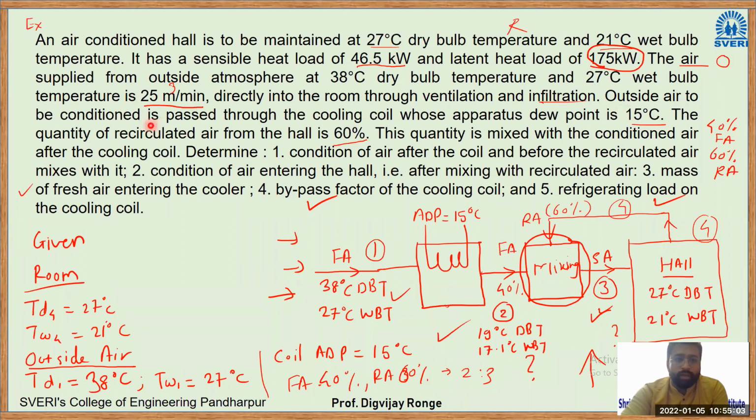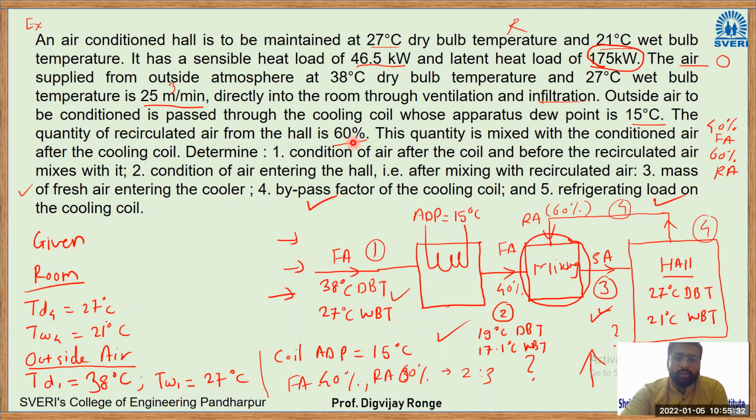Outside air to be maintained is passed through the cooling coil whose apparatus dew point is 15 degrees Celsius. So in this there is no mixing first; the fresh air will fall onto the cooling coil whose dew point temperature, coil ADP, is 15 degrees Celsius. The quantity of recirculated air from the hall is 60%. So the mixing takes place in 40-60, 40% fresh air and 60% return air.